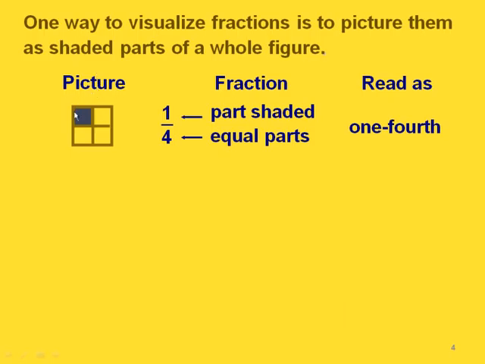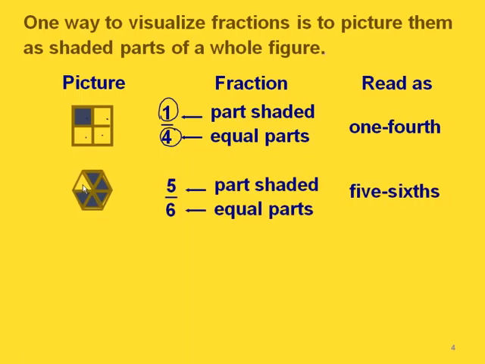Here we have our box. There are 4 different squares in the box and only one of them is shaded. The 1, as the numerator of our fraction, represents the number of parts that are shaded, and the 4 represents how many parts there are altogether in our picture, how many equal parts. So here's what our fraction would look like, and we would read this as 1/4.